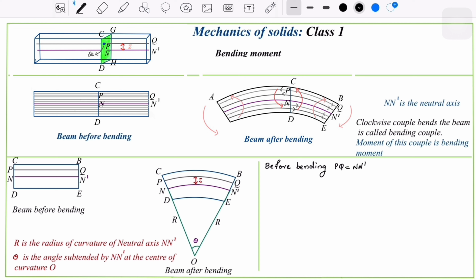Now we know that before bending, PQ is equal to N dash because the length of the filament PQ and N dash are same. But after bending, the filament PQ is extended. Why is the length of the filament PQ extended? Because it is above the neutral axis, and when the beam bends, the filament above the neutral axis will extend its length.